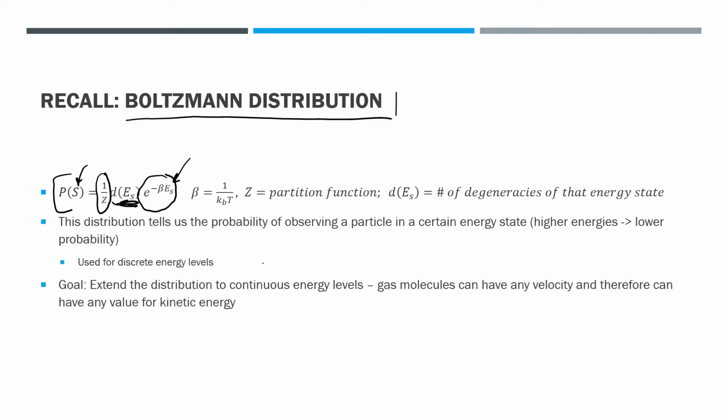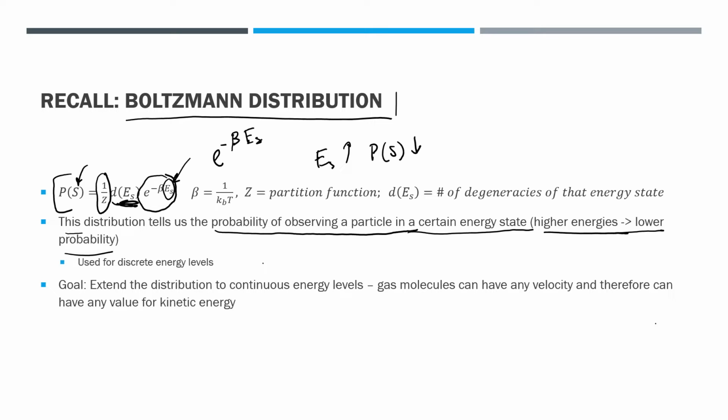Okay, so this was the Boltzmann distribution, and this distribution tells us the probability of observing a particle in a certain energy state, right? And higher energies have lower probability, and that's exactly what I just mentioned. We have this e to the negative some positive constant times our energy. So as the energy goes up, we have probability going down. Okay, but we really stressed at the beginning that this was used for discrete energy levels.